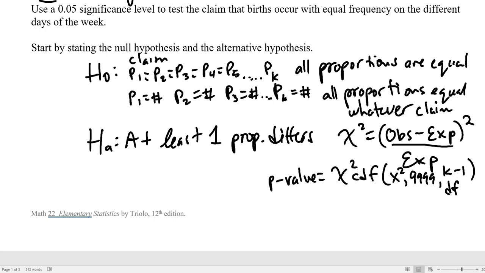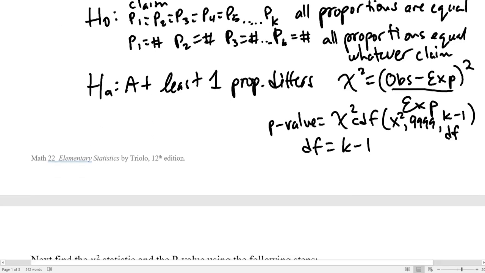So chi-squared, let's see, 9999, k minus 1, that should be right. I'll double check as we go. What else do we need? We already said we need to make sure we list degrees of freedom. And from that, compare it to an alpha, we should be able to write our conclusion. Okay? So let's go ahead and go through.